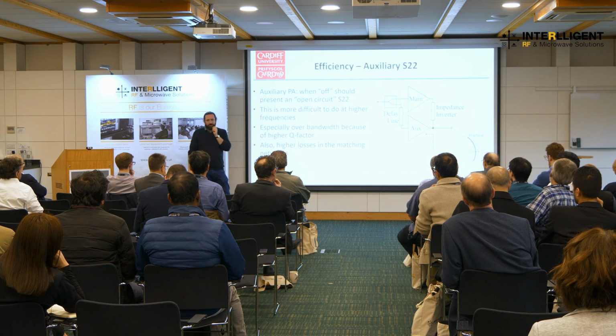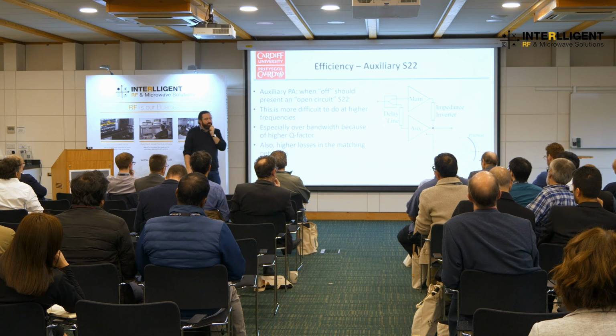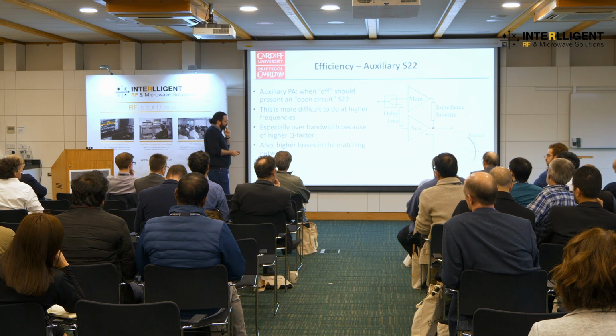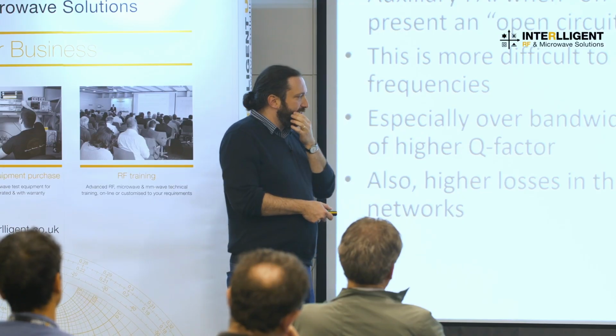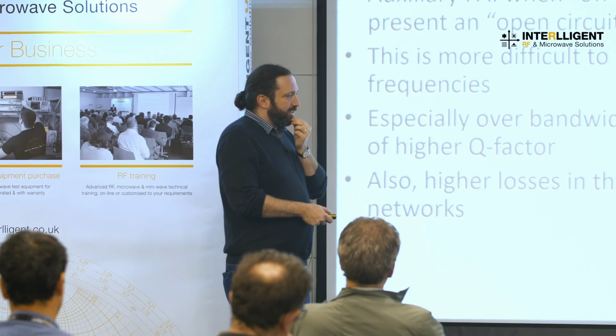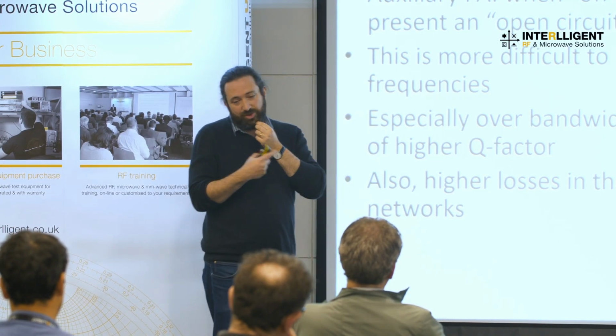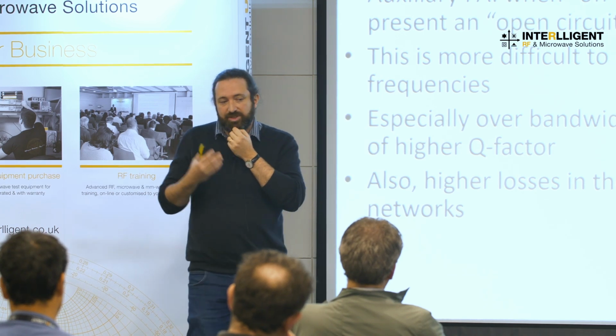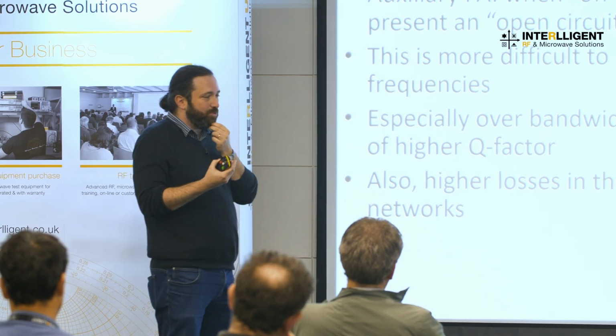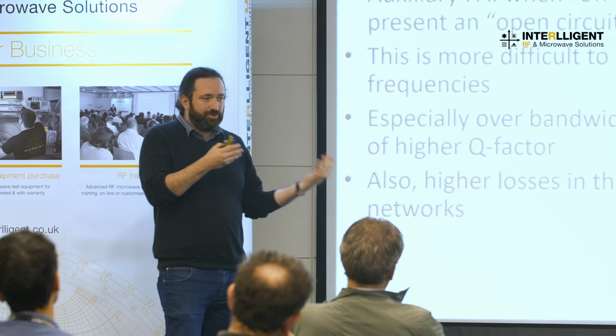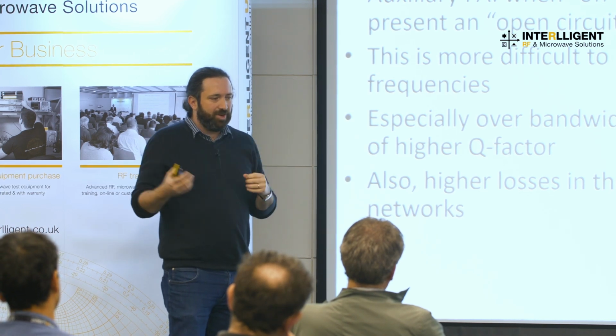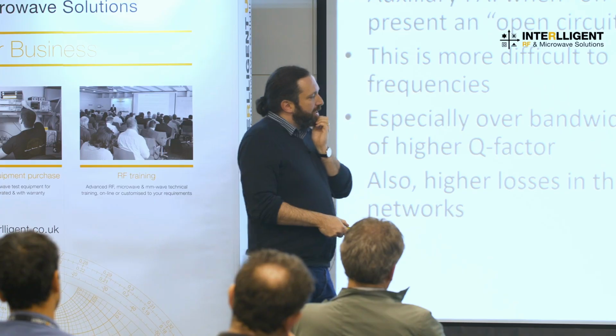Now, an open circuit for a transistor is not really an open circuit. So when we look at a transistor from the outside, we would like to see an ideal open. Now, you look into the transistor, it's not an ideal open. It has a bit of S22 and S12 that gives you some equivalent S22 if you want.